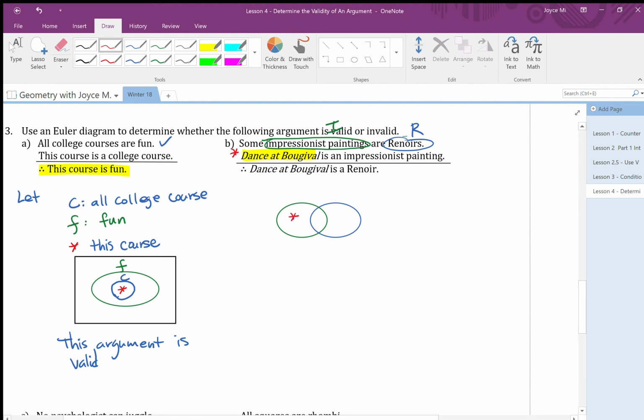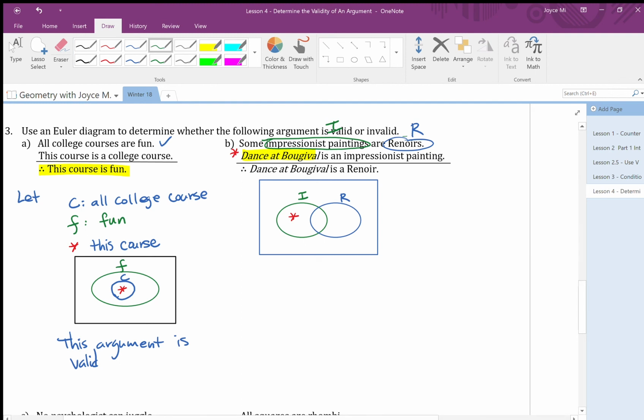So this is in I. I can draw it this way. So this is I, this is my R. I'm gonna draw my square to represent my universe. Okay. Now, if I draw this way, let's look at my conclusion here. Dance at Bougival is Renoir. Well, it's in I, but it's not in R. So this is an invalid argument.